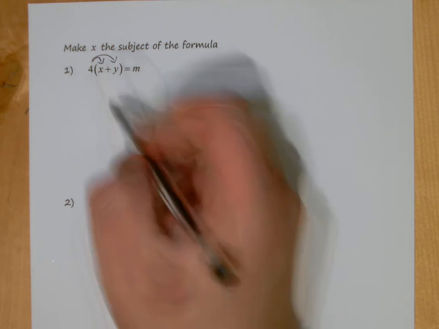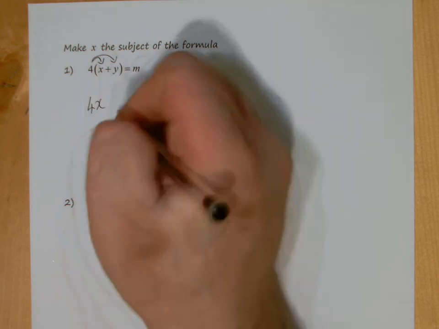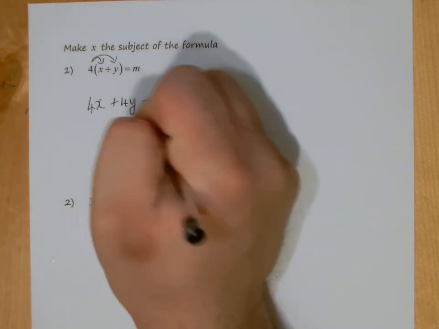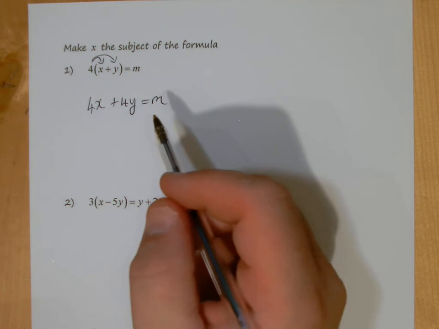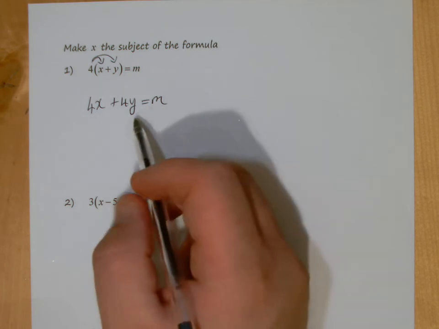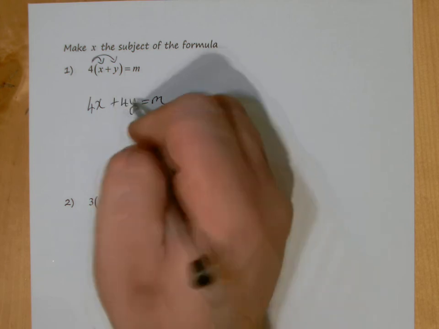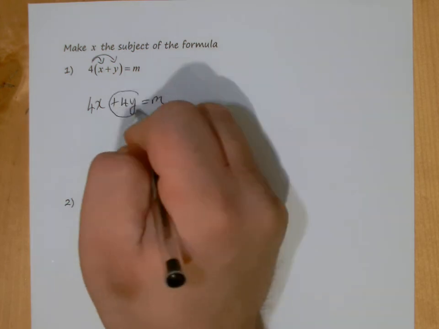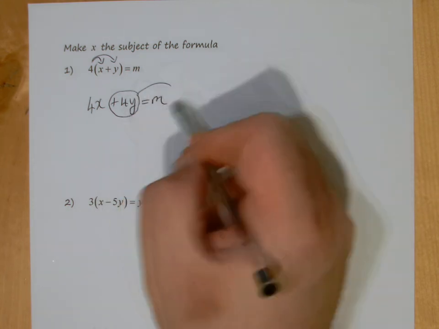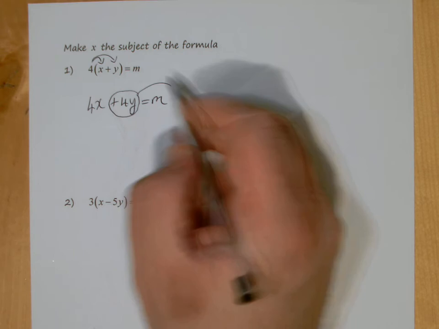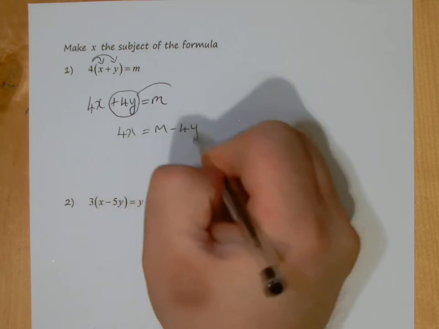So 4 times x is 4x, and then 4 times y is 4y, equals m, okay? And then we have a situation like we had before. This plus 4y here is unattached. Let's just take it over. It's on its own, take it over, and of course, because it's positive, it becomes a negative. So 4x is m take away 4y.